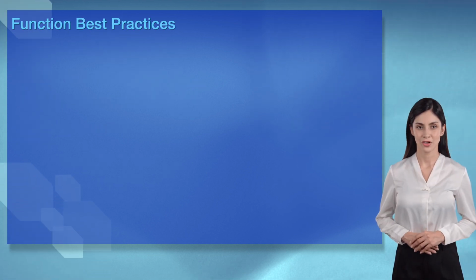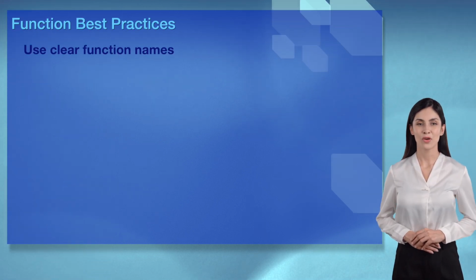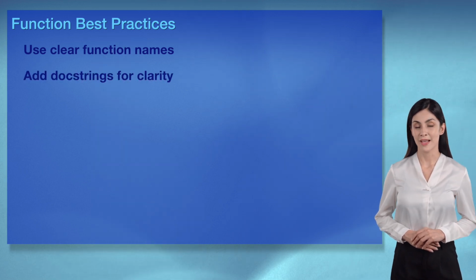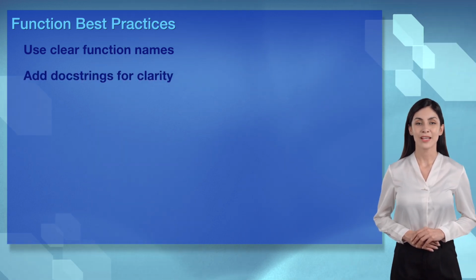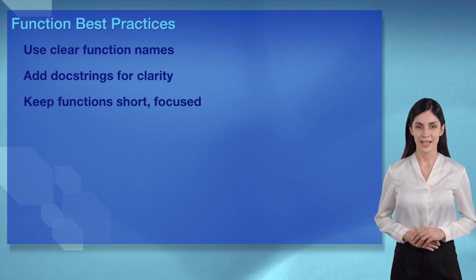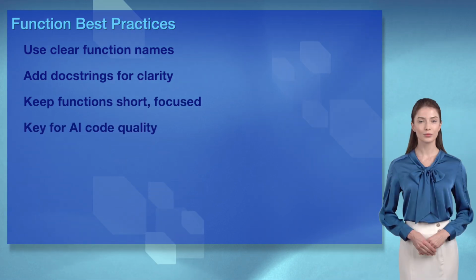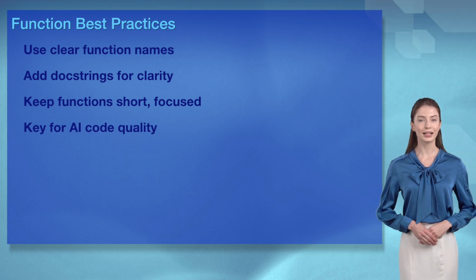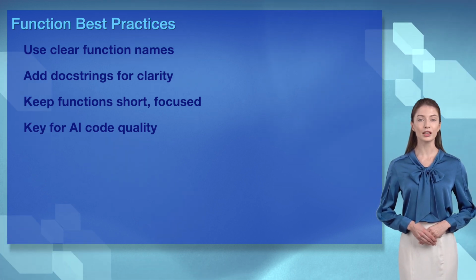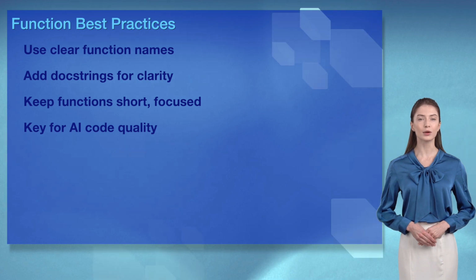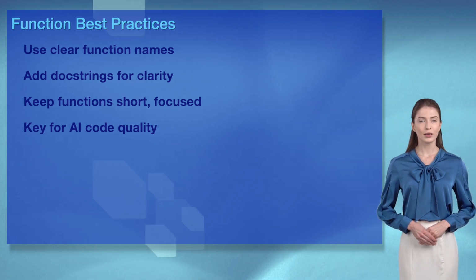Wizards, clean functions are readable and efficient. Use clear names like evaluate_model, add docstrings like "Evaluate AI model accuracy", and keep functions short for AI tasks. This makes your code a joy to use and share. Great tips, Anastasia. In AI, clean functions improve collaboration and reduce bugs. Practice these habits to prep for Day 38's modules, wizards.